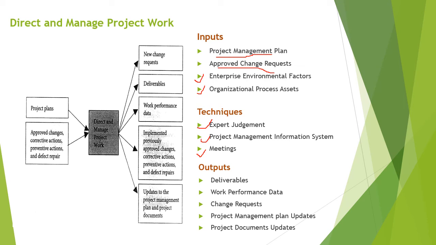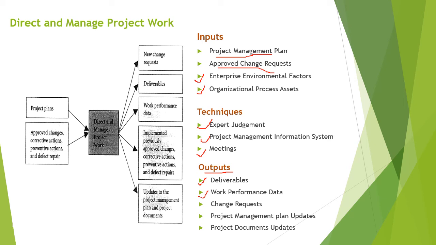Now, what are the outputs that are generated by direct and manage project work? Obviously, the first one is deliverables, which is a unique and verifiable product or result. You execute the project to achieve your project deliverables. Second is work performance data, which is basically raw data, or raw observations, generated during the execution of the project work.